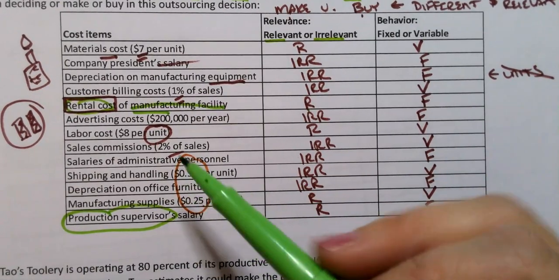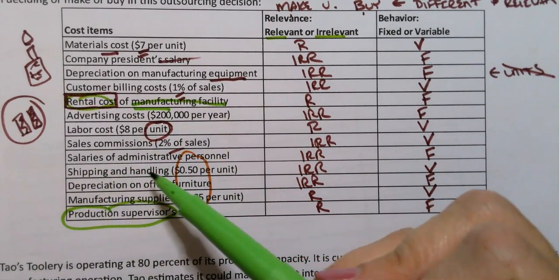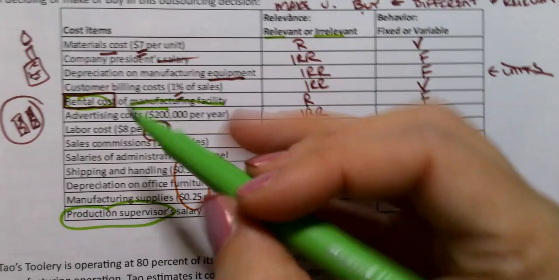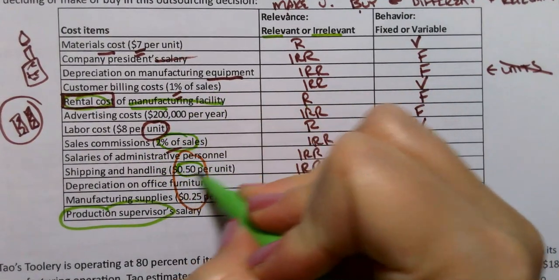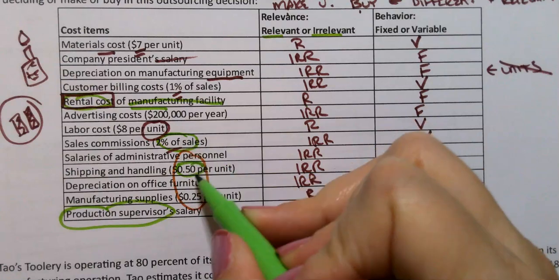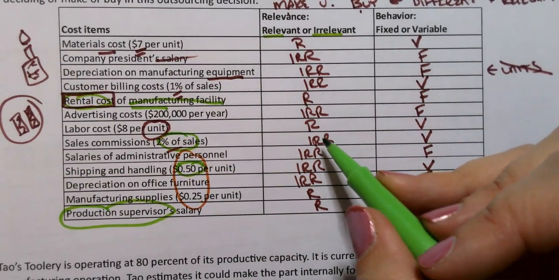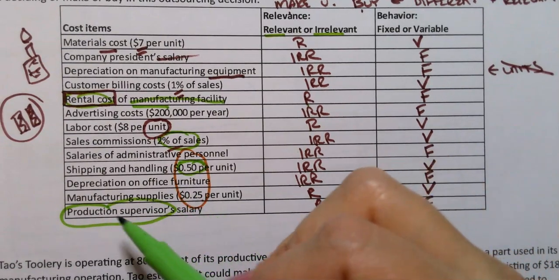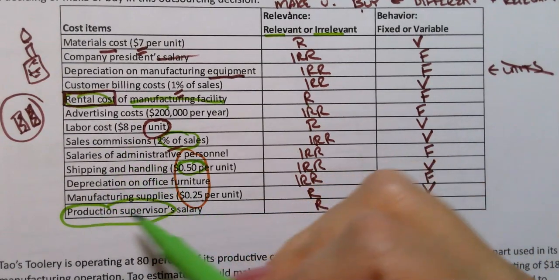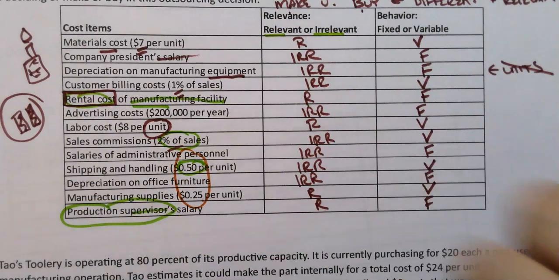Some other things, you do see things like your shipping and handling and your commissions. Those would be things that are incurred after production. So it doesn't matter if you make or buy, you're shipping, you're getting commissions to your salespeople. So those are irrelevant costs. And your production supervisor. We don't need a supervisor if we're not making anything.